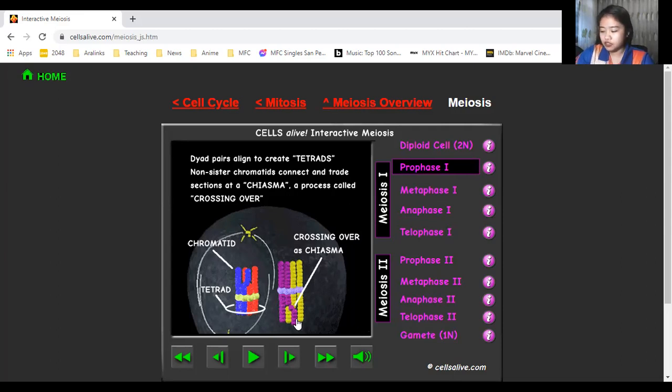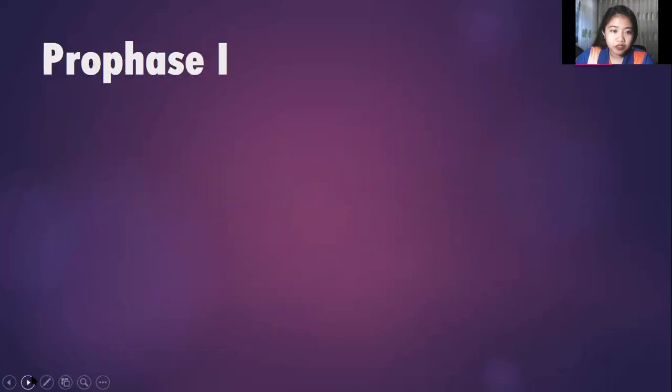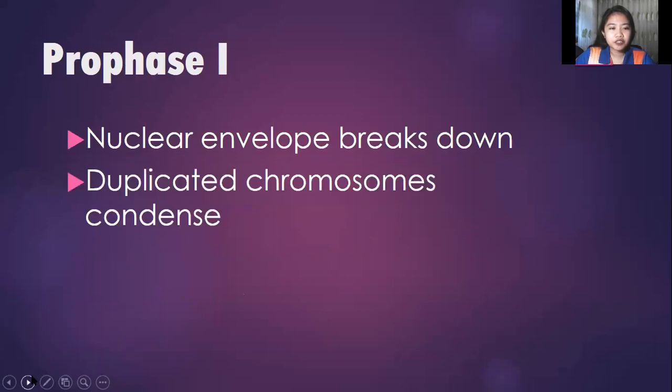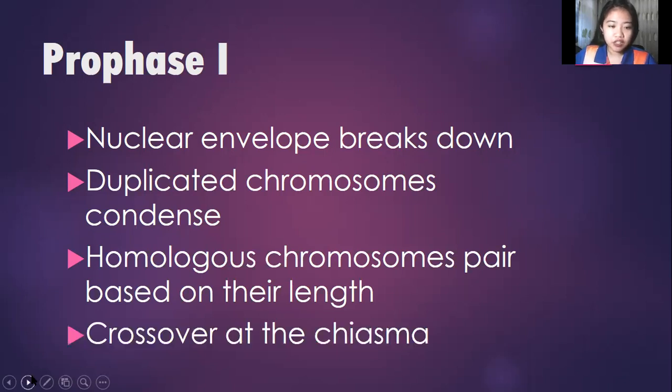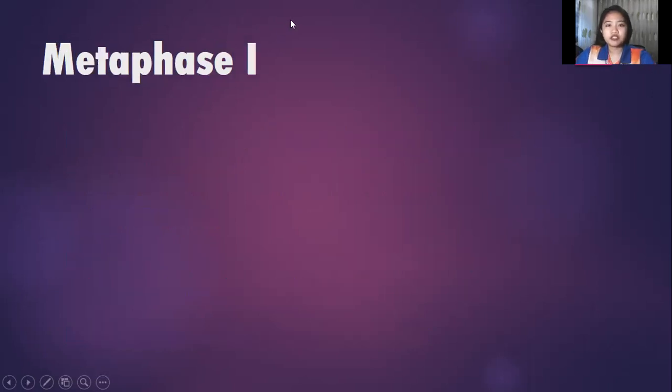So, the part wherein they cross over is called the chiasma. So, that is the point of contact of these cells. Okay? So in prophase 1, the nuclear envelope breaks down, duplicated chromosomes condense, and then homologous chromosomes pair based on their length. So the homologous chromosomes go together. Okay? And then they cross over at the chiasma. So next is we have metaphase 1.